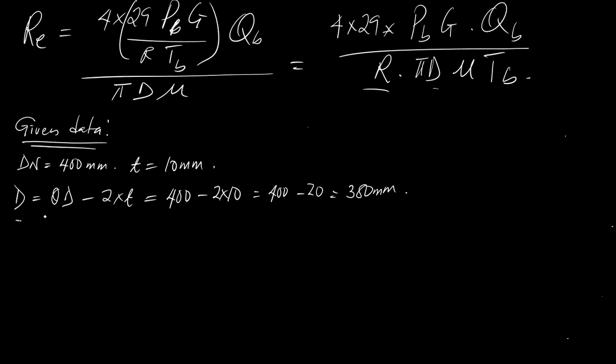Now we are also given the flow rate, although the flow rate is always given at standard condition, which is 3.2 million meter cube per day, and the gas gravity is 0.6.